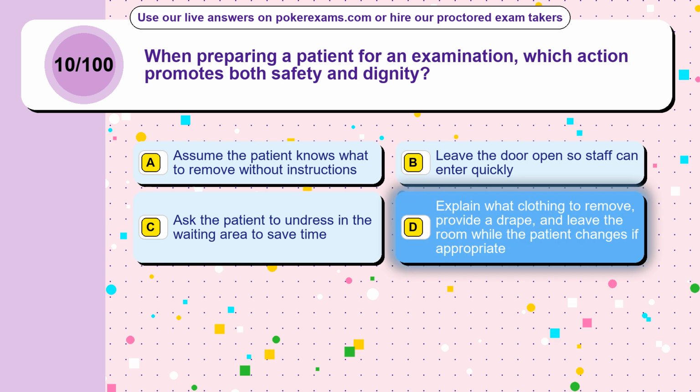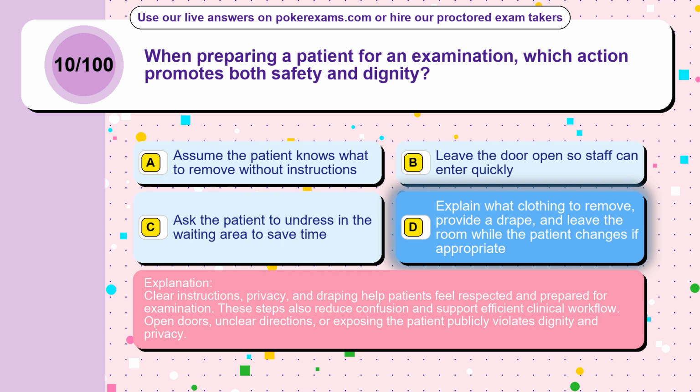The correct answer is option D. Explain what clothing to remove, provide a drape, and leave the room while the patient changes if appropriate. Clear instructions, privacy, and draping help patients feel respected and prepared for examination. These steps also reduce confusion and support efficient clinical workflow. Open doors, unclear directions, or exposing the patient publicly violates dignity and privacy.